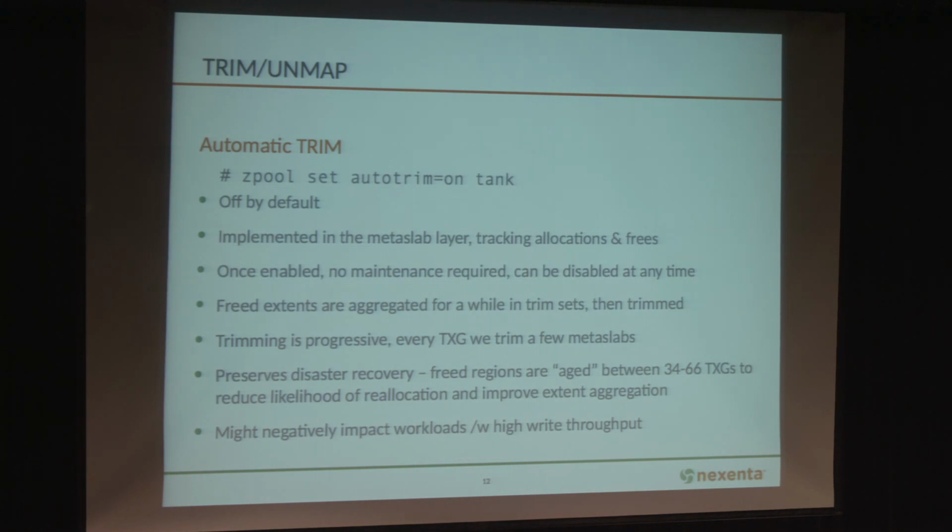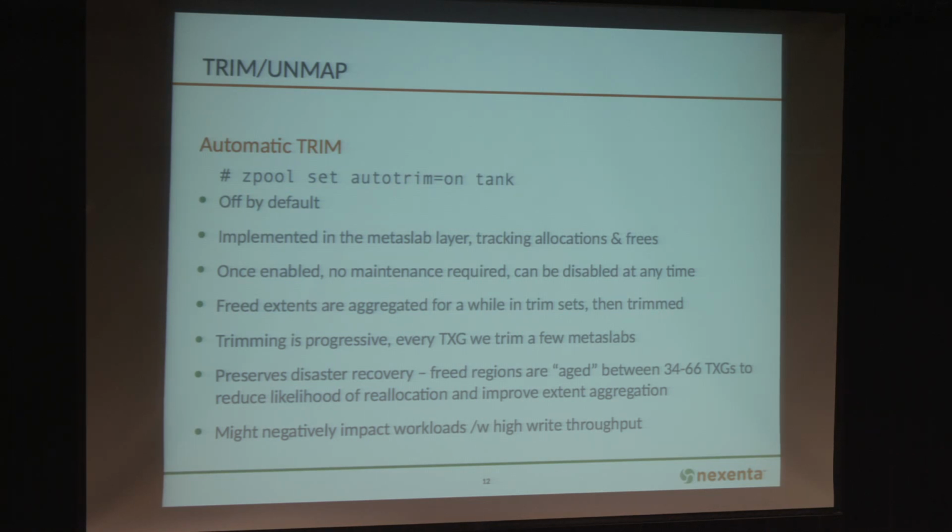So there's two ways you can invoke this feature. We have basically built in two methods of using trim on ZFS. The first feature we call automatic trim. So you just set a property on a pool, set autotrim to on, and that's basically it. That's all you have to do. It's off by default, but what it does is it tracks allocations and frees in the metaslabs, and as data is being freed, it automatically prepares and sends out the trims while your regular transactions are being committed. So once it's enabled, you pretty much don't have to worry about it at all, and you can disable it if you want to.